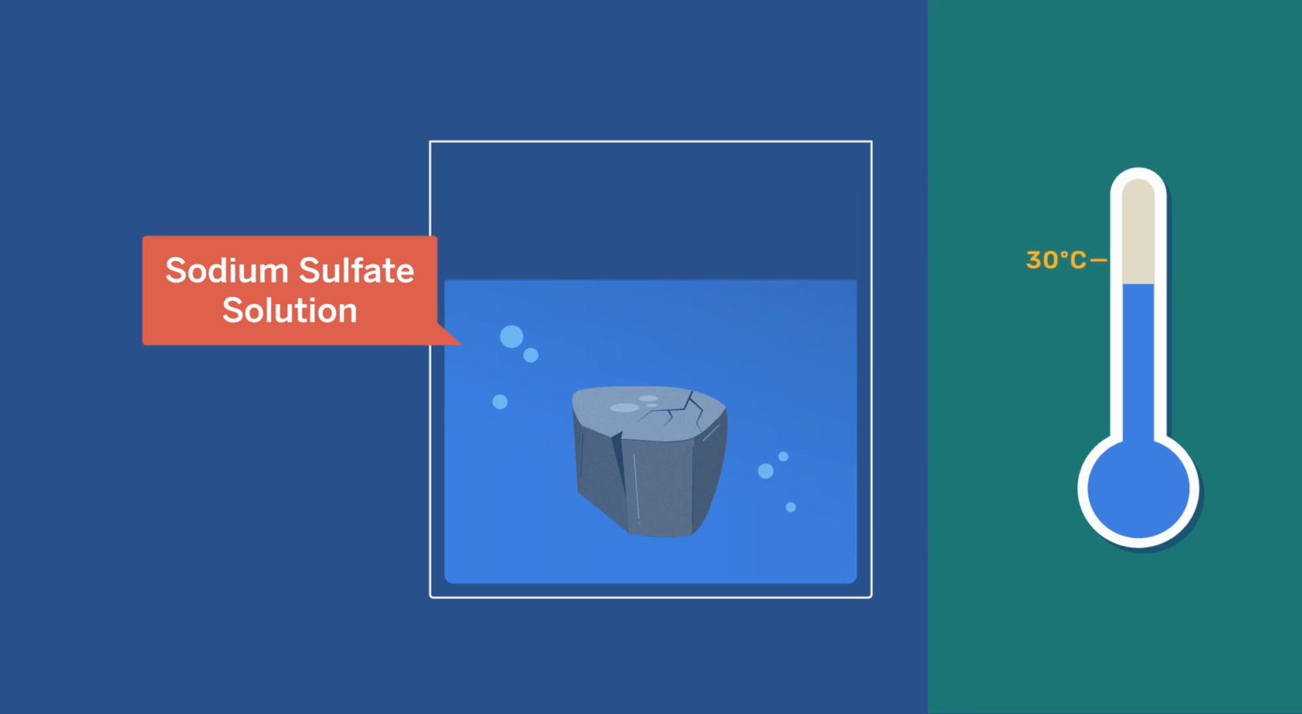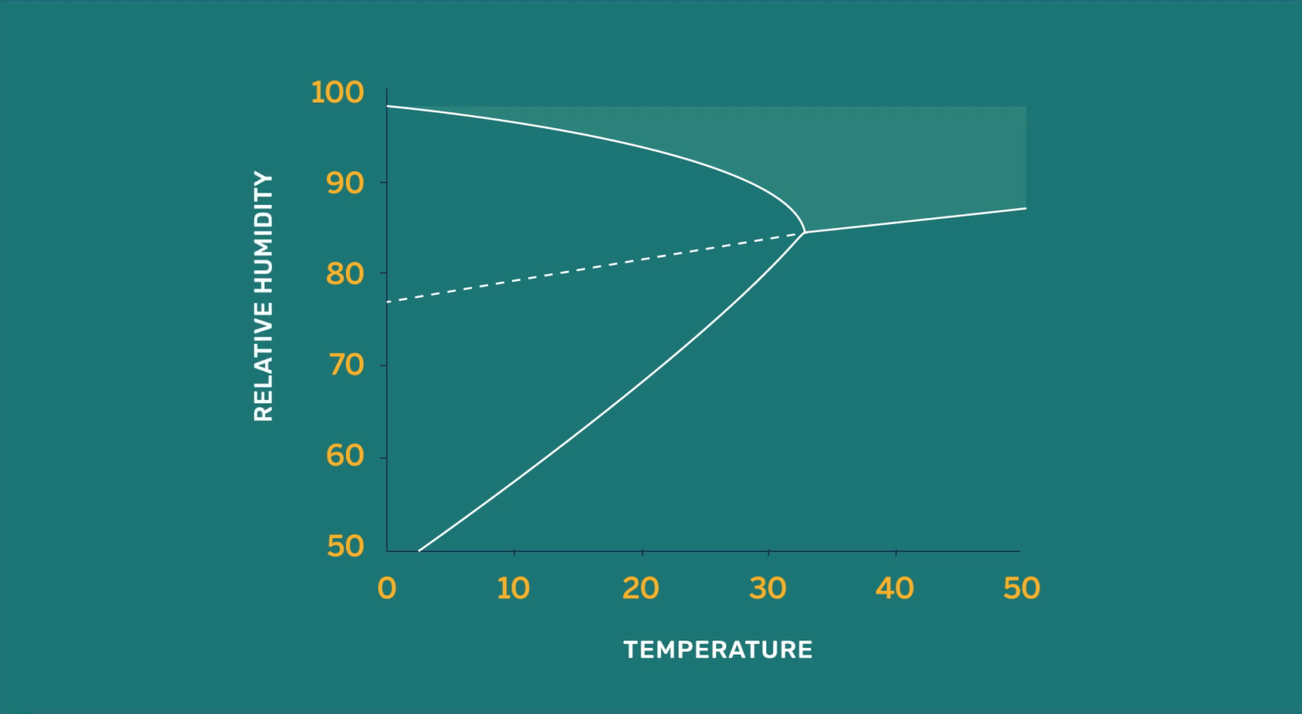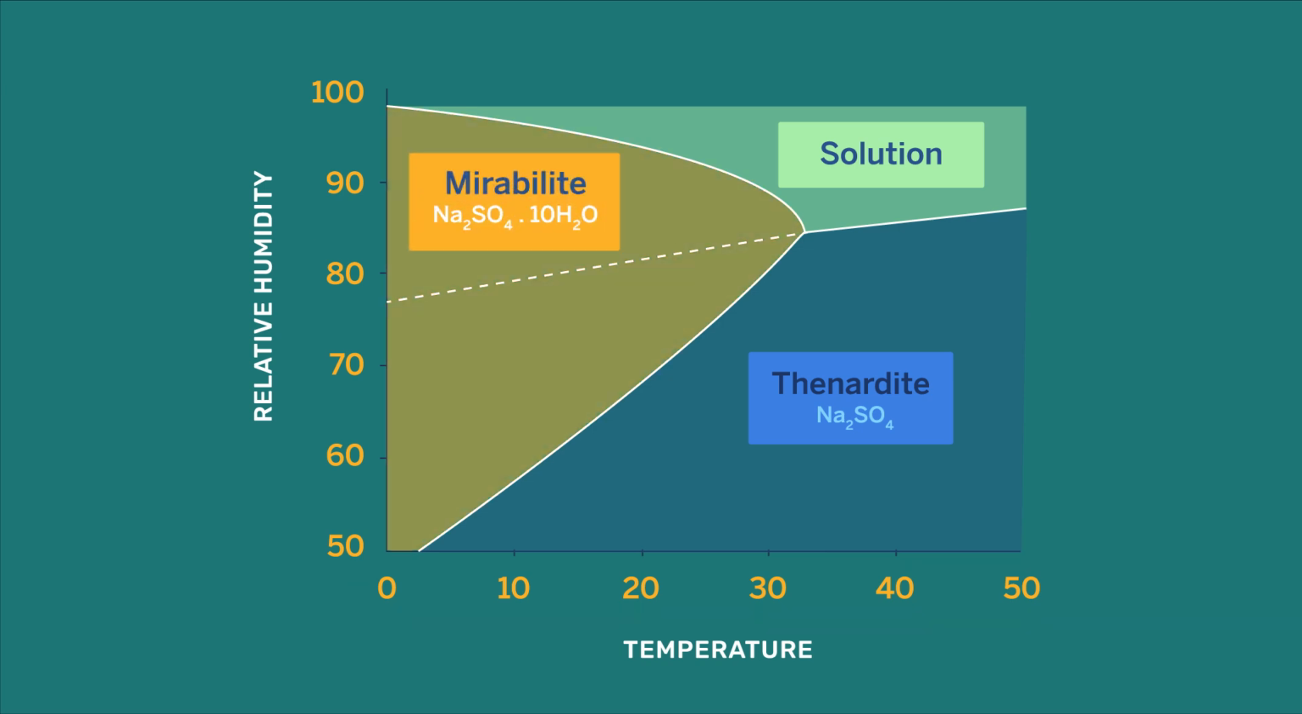To understand this, we examine the solubility of the main sodium sulfate phases as well as a phase diagram of this salt with respect to temperature and relative humidity. The phase diagram shows that the solution is stable at high humidity, regardless of temperature. It also shows that anhydrous thenardite is the stable phase at all temperatures if the humidity is low enough. Below 32 degrees Celsius, sodium sulfate decahydrate, or mirabilite, is the stable phase over a higher range of humidity.